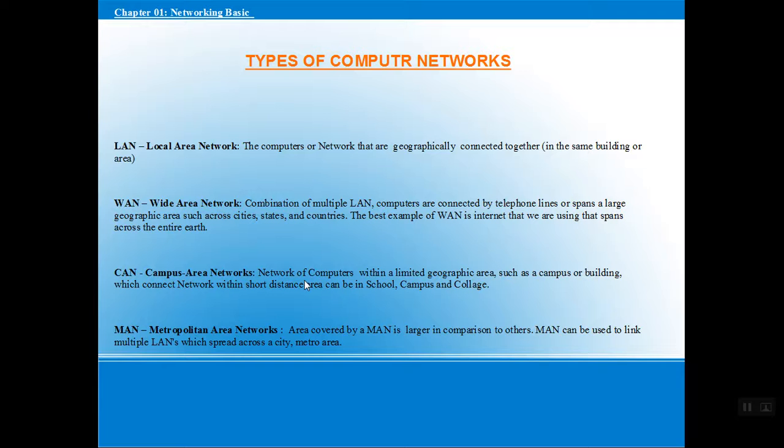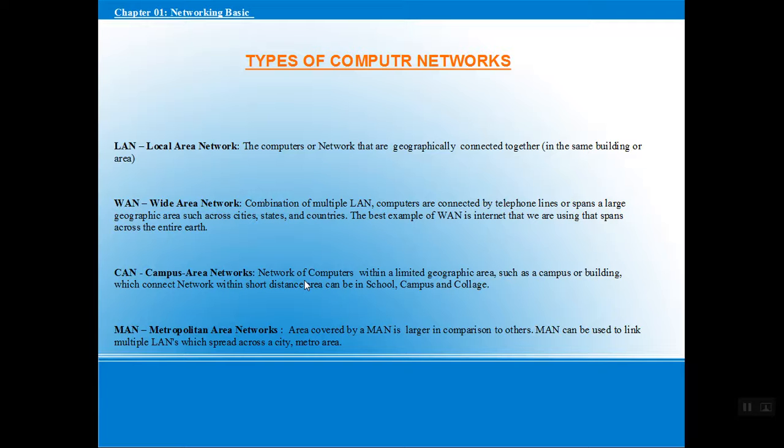And next we have another, which is a WAN, a wide area network. As the name describes, it's a wide area network. It's a combination of multiple LANs. In a WAN we have different types of network: we have LAN, we can use CAN, we can use MAN. So it's a combination of all the types of computer network used in a WAN. And this is what we describe as a wide area network.